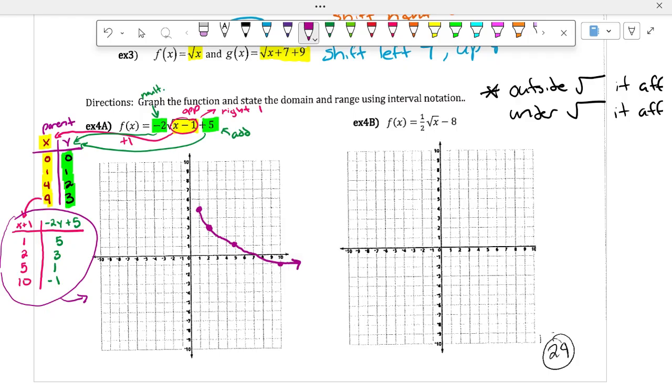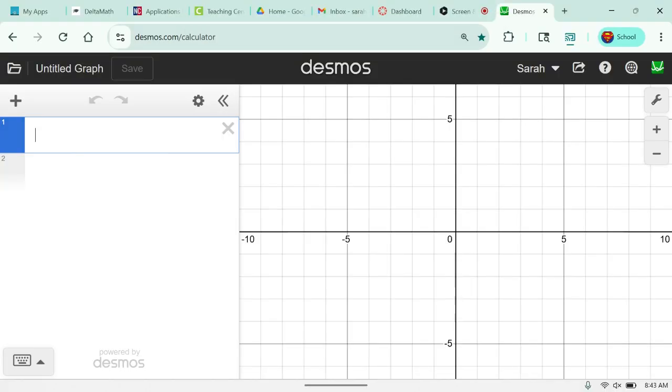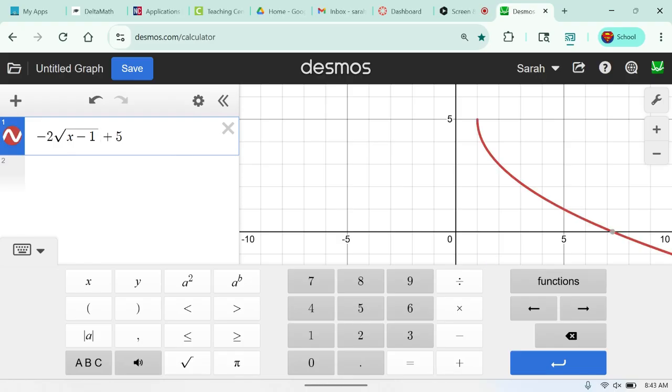Now, let's say that this was on the test and you completely forgot how to do this. Where do you go? Desmos. So let's do that exact same thing, but in Desmos. I'm going to type in the function first. So I have -2 square root of x minus 1 and then plus 5. Make sure the plus 5 is outside the radical.